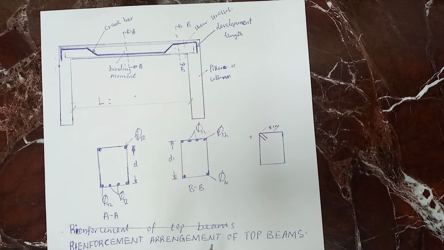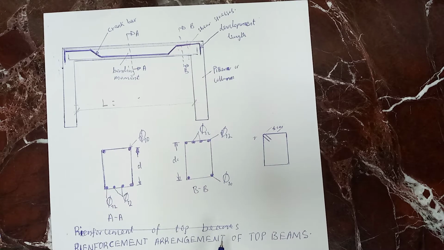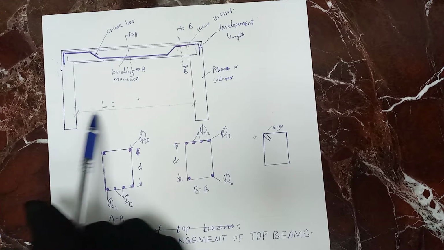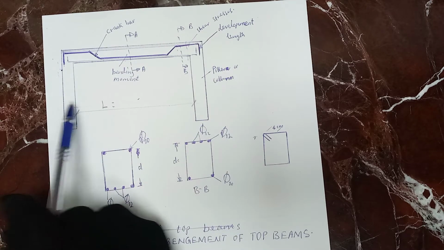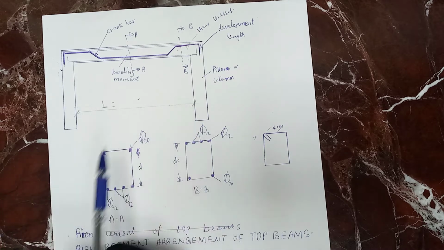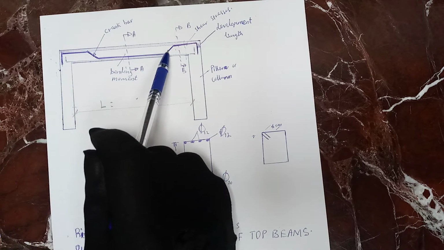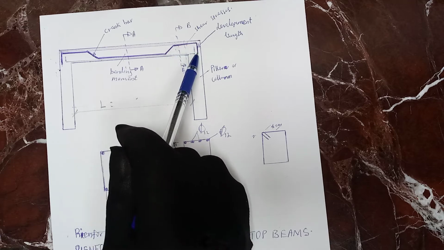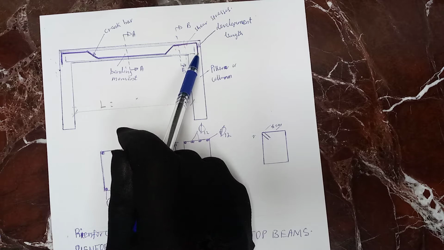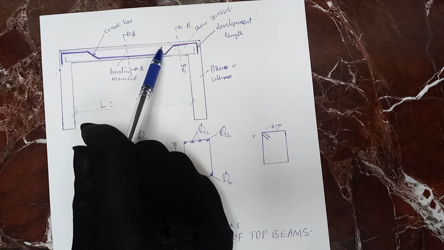Guys, how do we arrange the top beams? We do that when the distance from this pillar or column to this pillar is maybe above 4 meters. We need to provide this crank bar. This is the crank bar, hope you are seeing it from here. This is the development length.